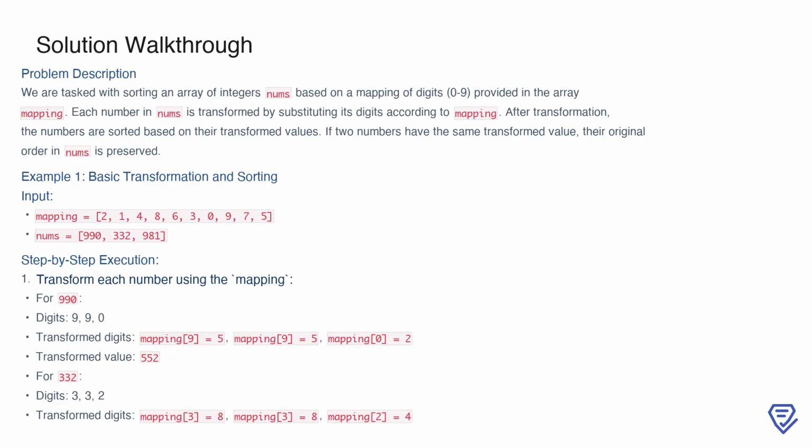Consider the mapping array 2, 1, 4, 8, 6, 3, 0, 9, 7, 5, and the input array of numbers 990, 332, 981. The first step involves transforming each number by substituting its digits using the mapping. For 990, the digits are 9, 9, and 0. Using the mapping, these digits transform to 5, 5, and 2, resulting in the transformed value 552. Similarly, for 332, the digits transform to 884 by mapping 3 to 8 and 2 to 4.